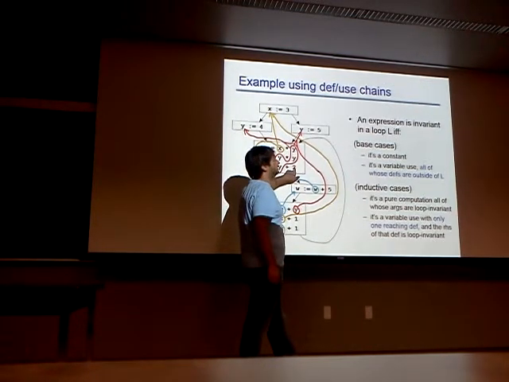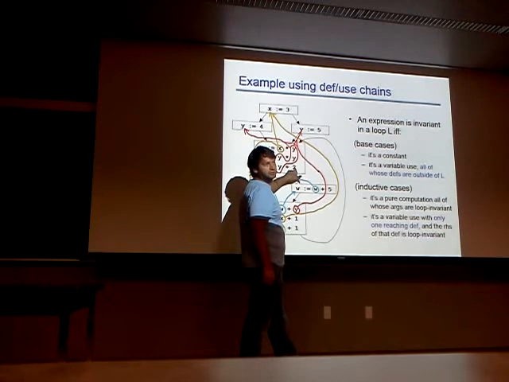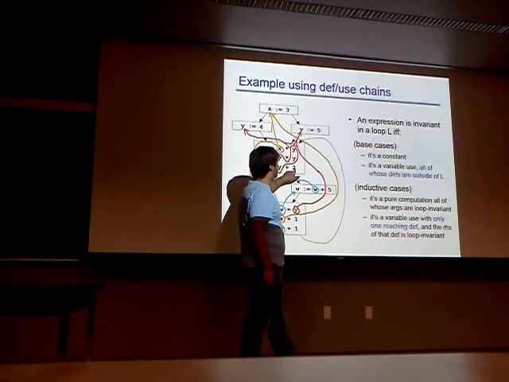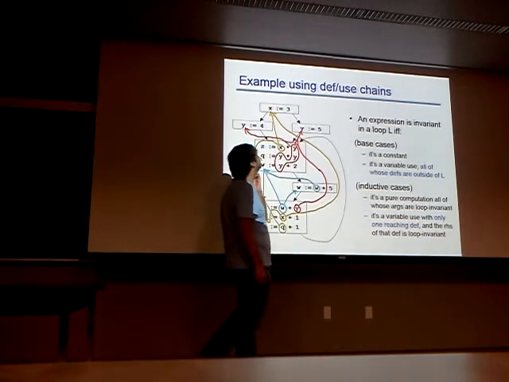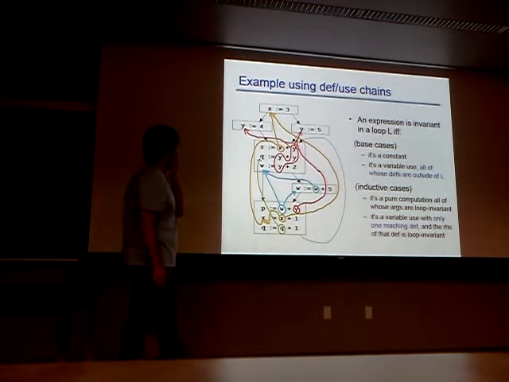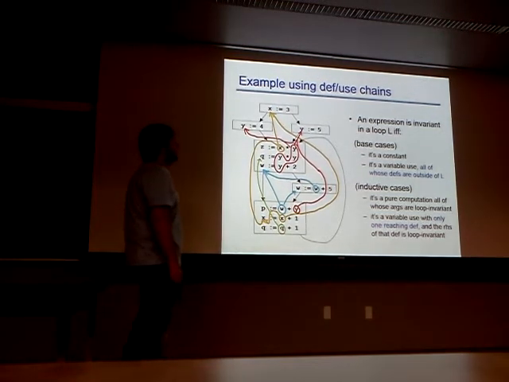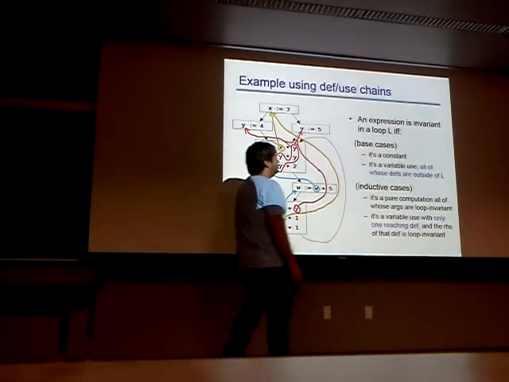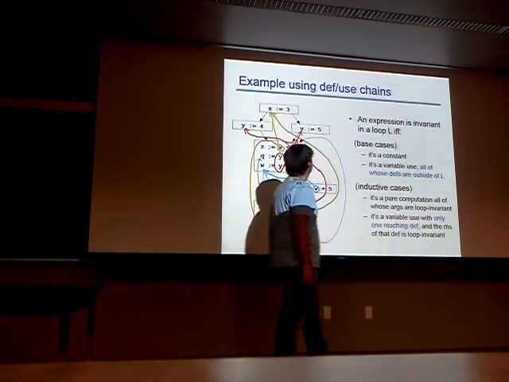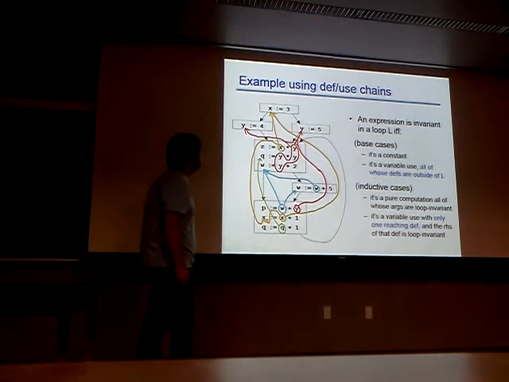This expression here, this 2, is loop invariant. This 5 is loop invariant. What else? This 1 is loop invariant. This 1 is loop invariant. Okay, well that's pretty easy. And what about a variable use, all whose definitions are outside of L? So what is that? Who would that be?